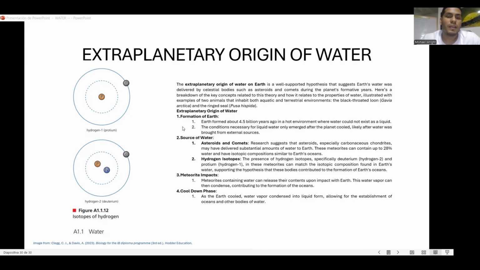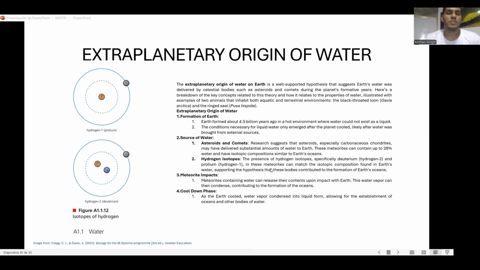So in the extraplanetary origin of water, Earth formed about 4.5 billion years ago, right? In a hot environment where water couldn't exist as a liquid. And the conditions necessary for liquid water only emerged after the planet cooled, likely after water was brought from external sources, right? Sources of water could be asteroids and comets, right?